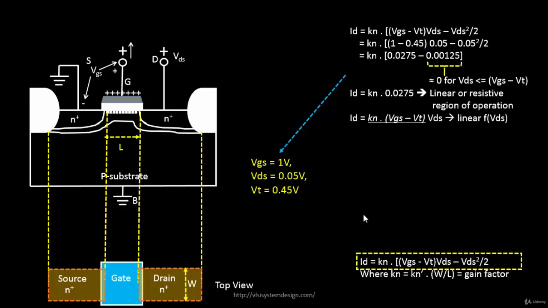Hello everyone. We are at a point where the drain current is a linear function of VDS, and this particular condition, VDS less than or equal to VGS minus VT, ensures that your device will operate in a linear mode of operation. The drain current for that will be given by (VGS minus VT) into VDS. This is the drain current equation.